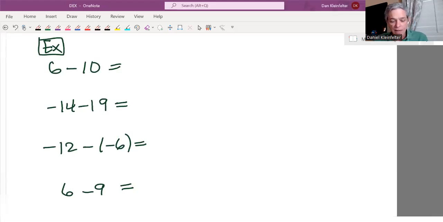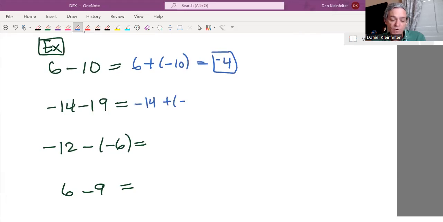So here we have 6 minus 10. We'll replace that by 6 plus negative 10. Okay, now it's an addition. And so to carry out an addition where the numbers differ in sign, we will subtract their absolute values. This time the one with the negative is the one with the bigger absolute value. So get negative 4. Negative 14 minus 19, that's the same as negative 14 plus negative 19.